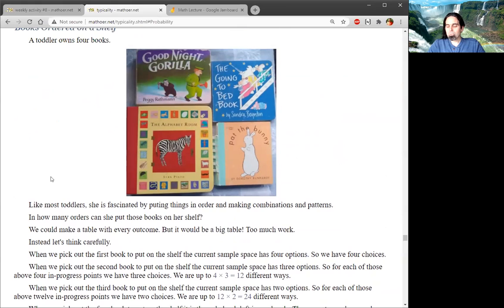What we don't want to do is try and draw the whole table. So instead, let's think carefully. We'll pick out the first book to put on the shelf. There's 4 ways to do that because there's 4 books on the floor. So we have 4 choices so far.